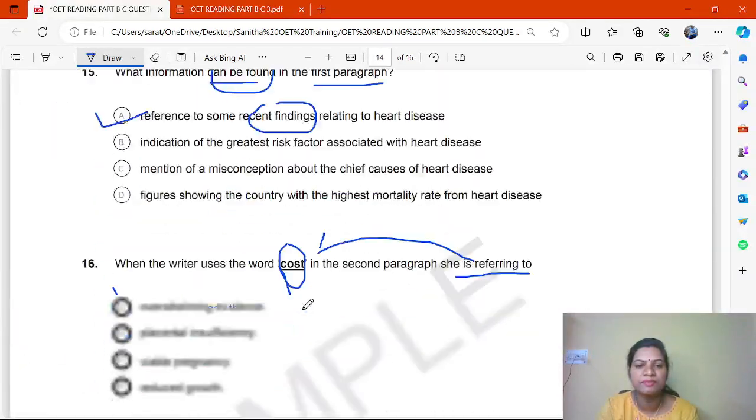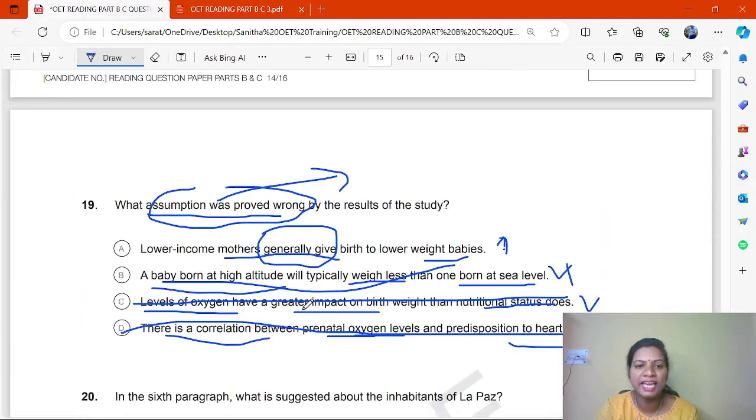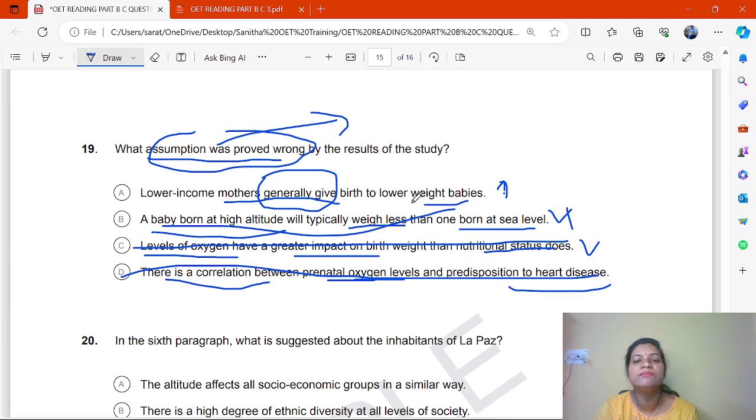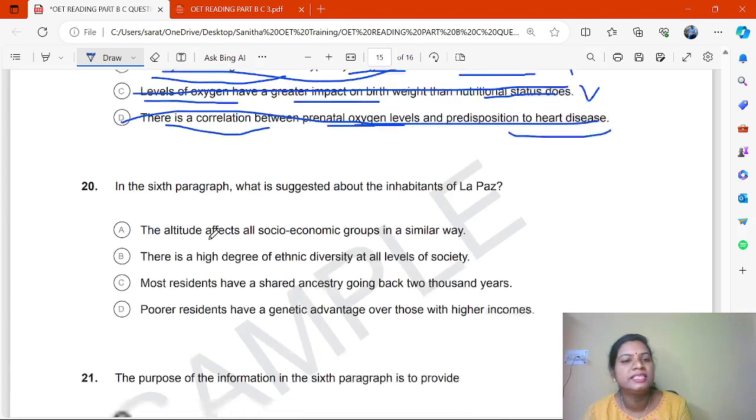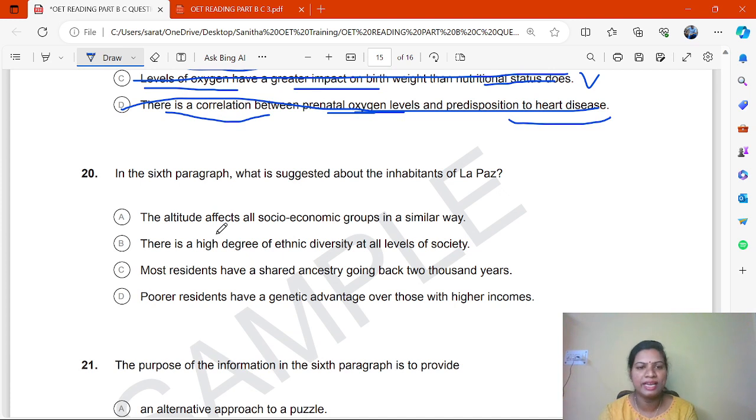That means we cannot generally say lower income mothers generally give birth to lower weight babies. We cannot say. So what assumption was proved wrong? Lower income mothers generally give birth to lower weight babies. That assumption was proved wrong. They usually give low birth weight babies, but compared to higher income babies, their babies are slightly heavier. Okay, you understood how the answer has come? This is the way you have to think and find out the answer.